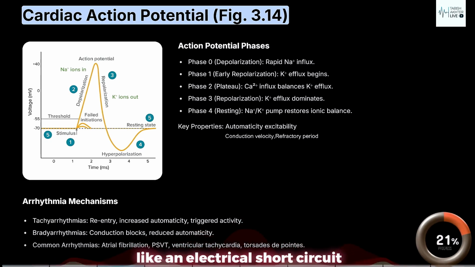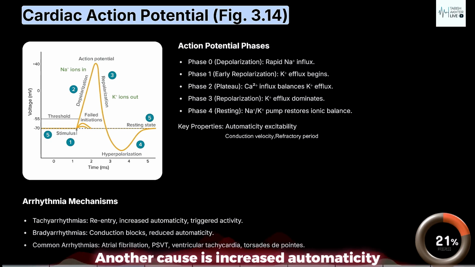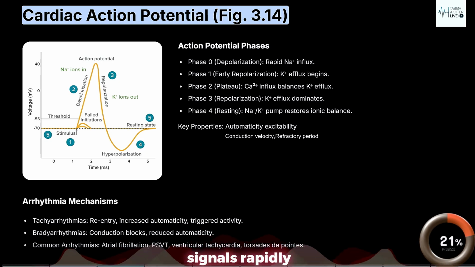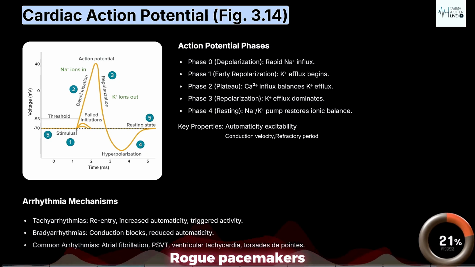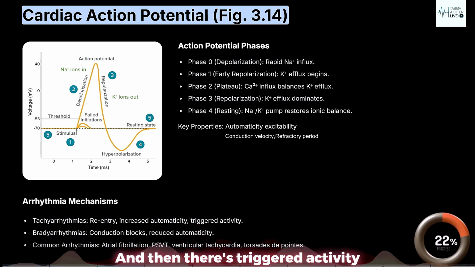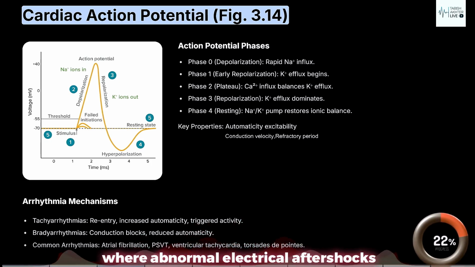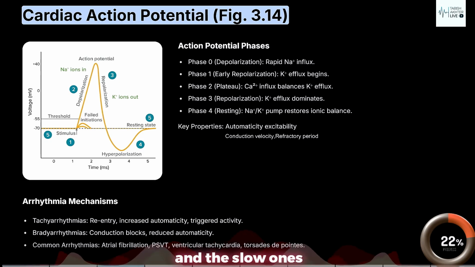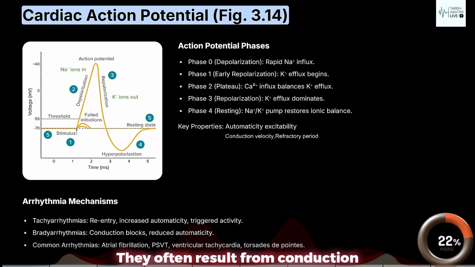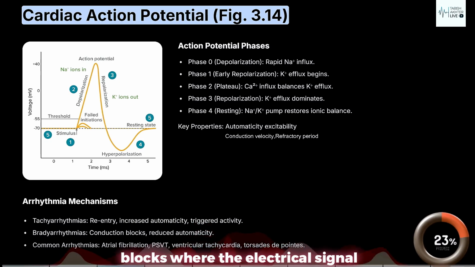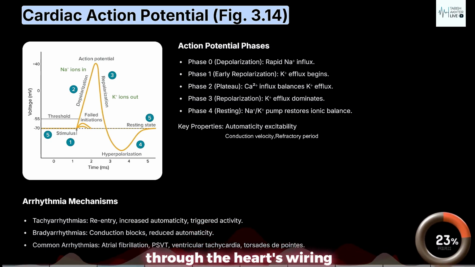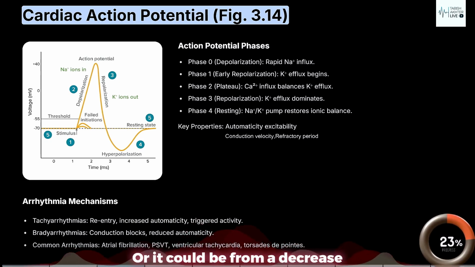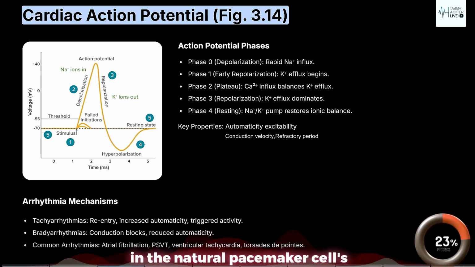Like an electrical short circuit. Kind of, yeah. Another cause is increased automaticity, where cells that aren't normally pacemakers start firing off electrical signals rapidly, sort of taking over. Rogue pacemakers. Pretty much. And then there's triggered activity, where abnormal electrical aftershocks can lead to extra unwanted heartbeats. And the slow ones? Bradyarrhythmias often result from conduction blocks, where the electrical signal just can't travel efficiently through the heart's wiring. Like a traffic jam for the signal. Exactly. Or it could be from a decrease in the natural pacemaker cells' firing rate.